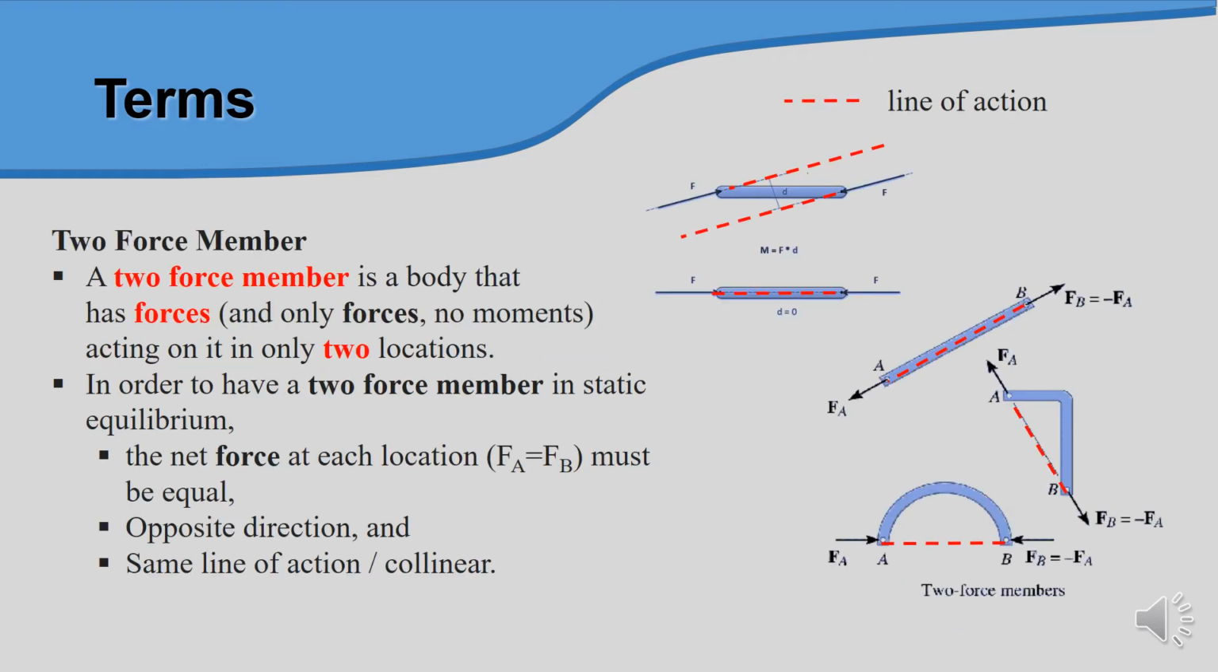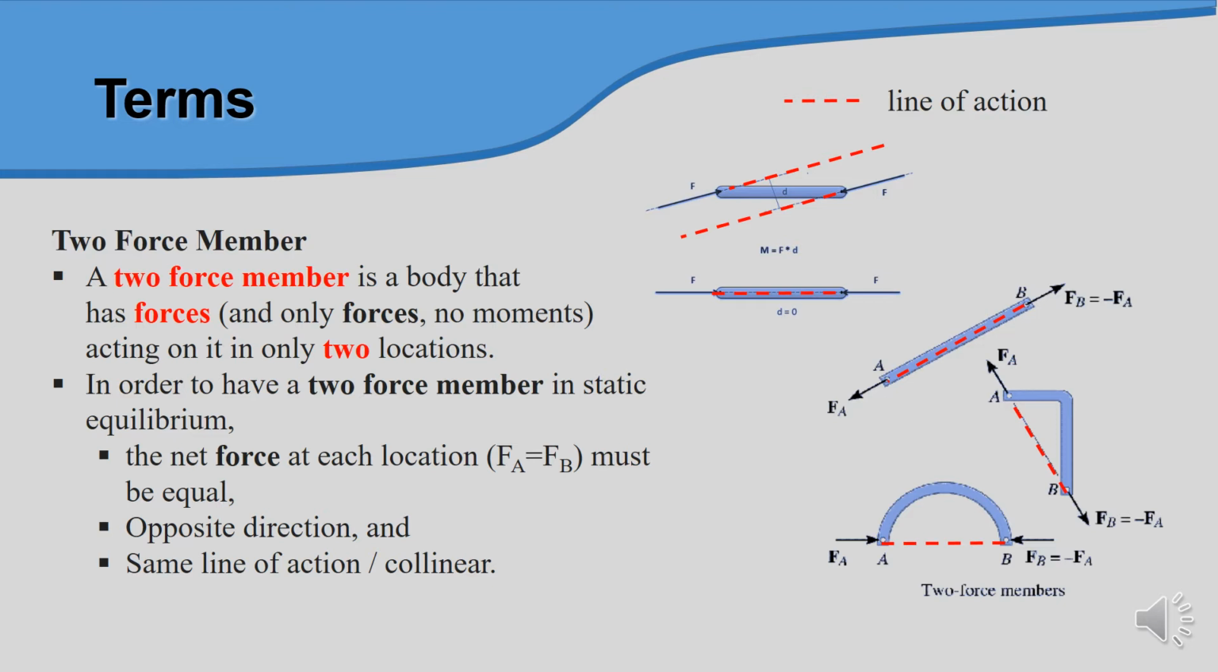And then we have a two force member. Okay, a two force member is a body that has forces, and the only forces, no moment, acting on it in only two locations. Okay, and then in order to have a two force member in static equilibrium, the net force at each location, let's say we have FA is equal to FB, must be equal, opposite direction and same line of action, that means co-linear.